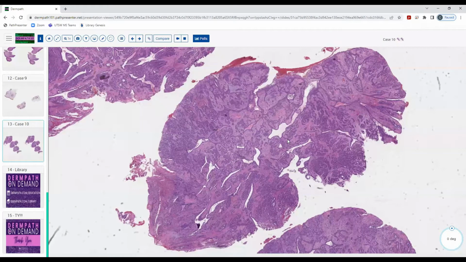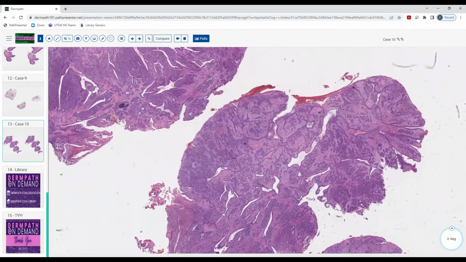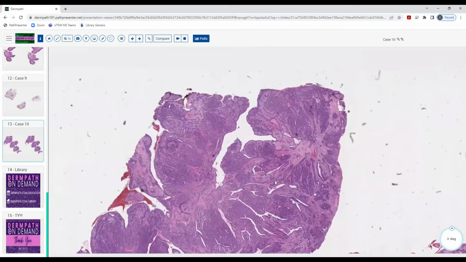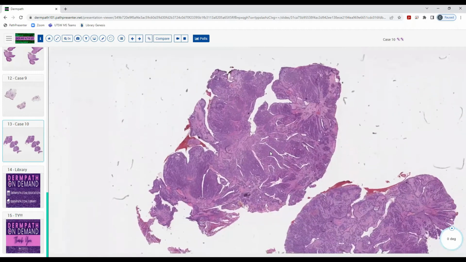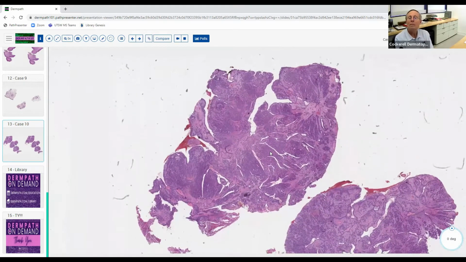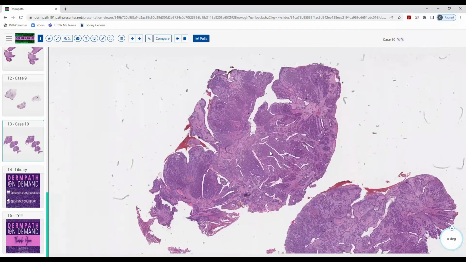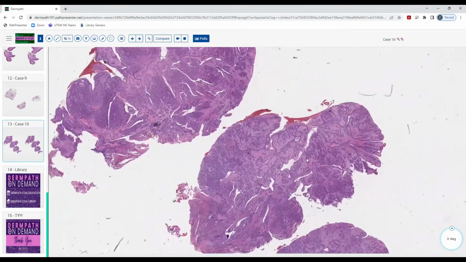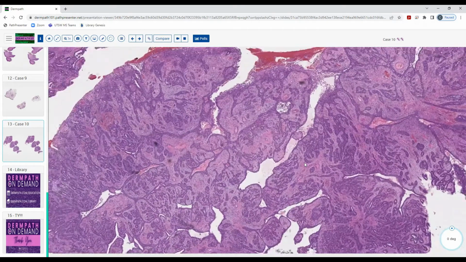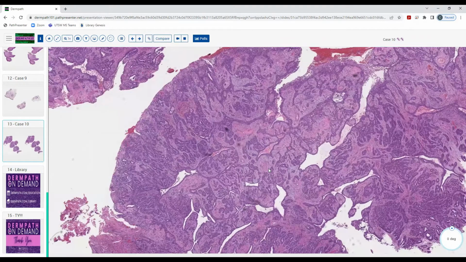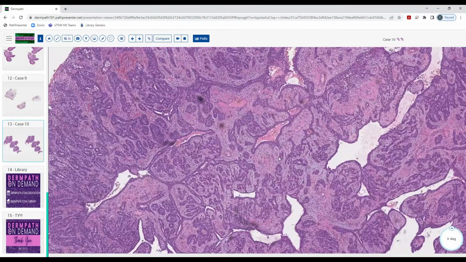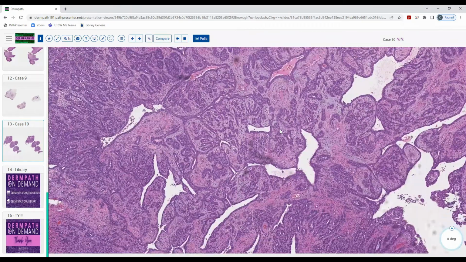So we have multiple fragments or multiple pieces here. Some of them have a more lobulated look, but it's very blue from low power. Then we have these that have almost a papillary architecture, but you have all these slit-like spaces with this pink myxoid stroma in the background.